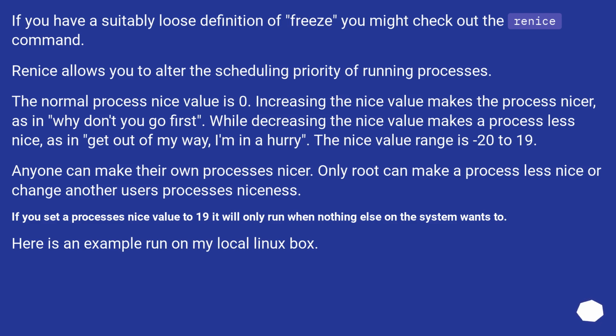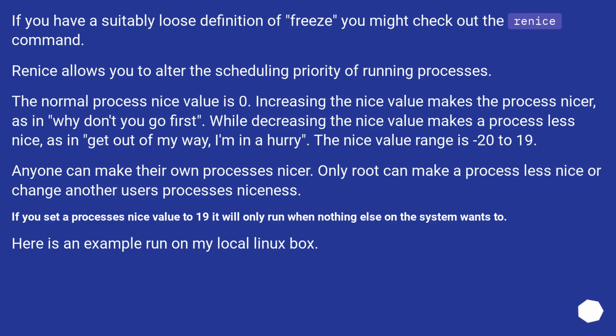If you have a suitably loose definition of freeze, you might check out the renice command. Renice allows you to alter the scheduling priority of running processes. The normal process nice value is 0. Increasing the nice value makes the process nicer, as in why don't you go first? While decreasing the nice value makes a process less nice, as in get out of my way, I'm in a hurry. The nice value range is -20 to 19.